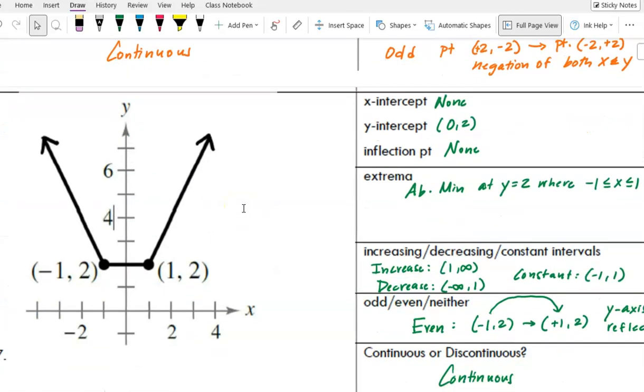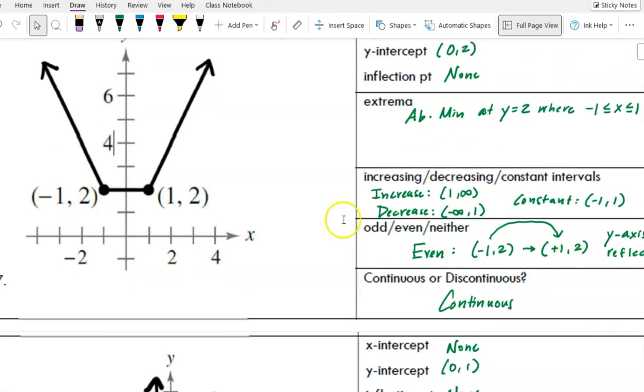Okay, let's see. This particular problem, the extreme is a constant. It's a horizontal line, so I would say that there's an absolute minimum at y equals 2. It has to be all of these points in here. So at y equals 2, this entire horizontal line where x is restricted from negative 1 to 1, that is where the absolute extreme is. The absolute min would be that constant interval right there.